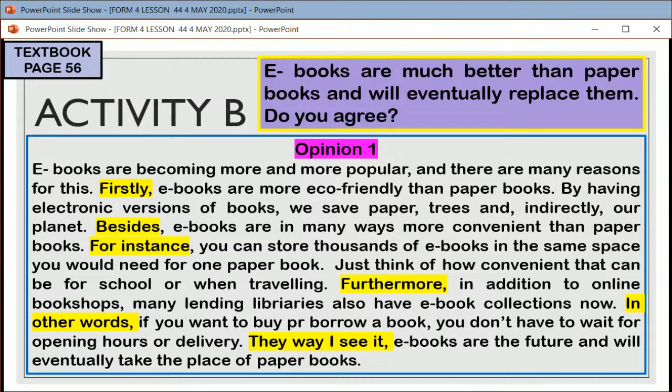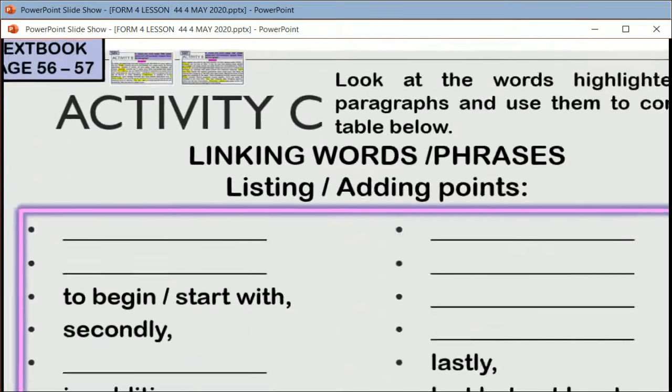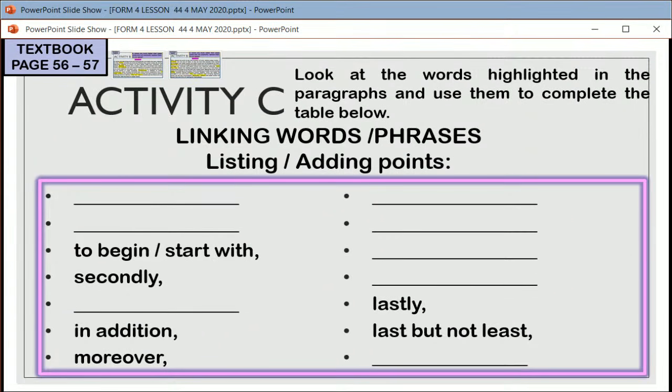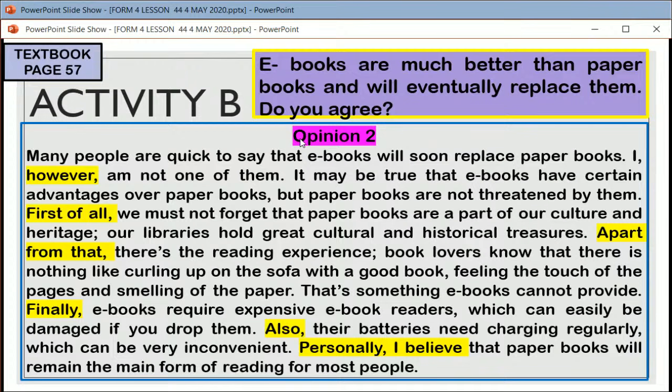Okay, Fatin: firstly, furthermore, besides, the way I see it, in other words, for instance, all right? Okay, I'm not giving you the answer yet. Let's look at opinion 2. Opinion 2 also has the yellow highlighted words. Which one goes for listing and adding points? Firstly, besides, that's still the first one, right?